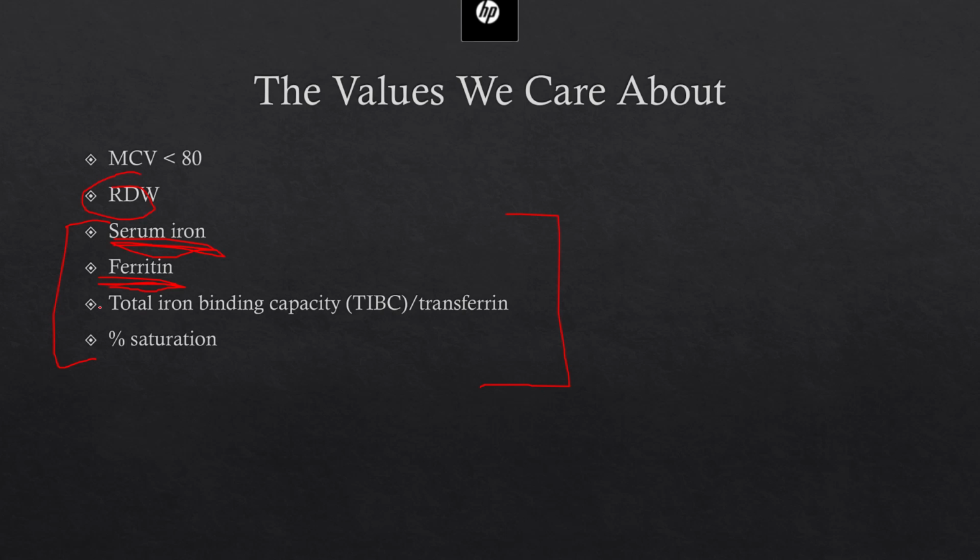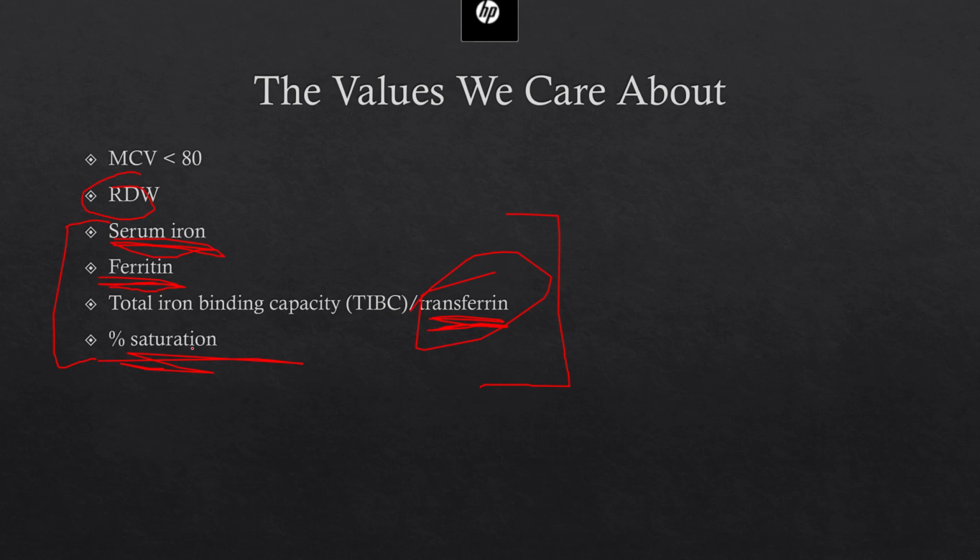Third, we have the TIBC, which stands for total iron binding capacity, and that's kind of the same. It's really a moniker for transferrin. Transferrin is a molecule that is used to transport iron. It does that by binding to iron. And so your total iron binding capacity basically is a measure of how much transferrin you have, because it's talking about how much room there is for iron to bind. And what does it bind to? It binds to transferrin.